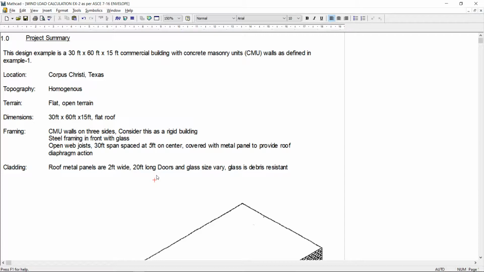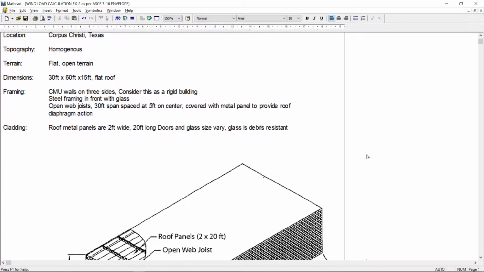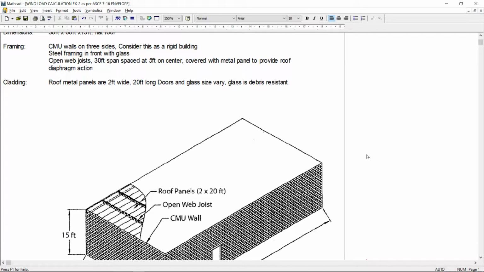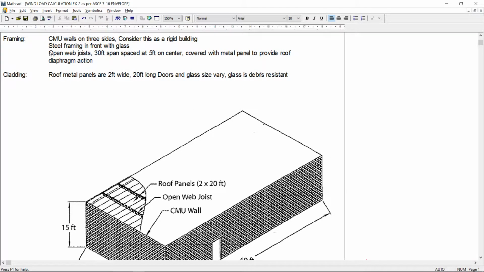But what I did, now I am using ASCE 7-16 to calculate the wind load as per the simplified method on this building. Let me show you the building. Here is the building shown. The framing is CMU wall on 3 sides. Consider this as a rigid building. Steel framing in front with glass, open web joist, 30 feet span at 5 feet center, etc.